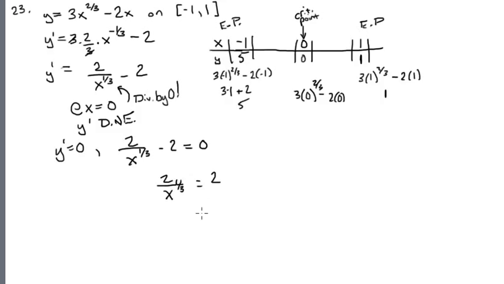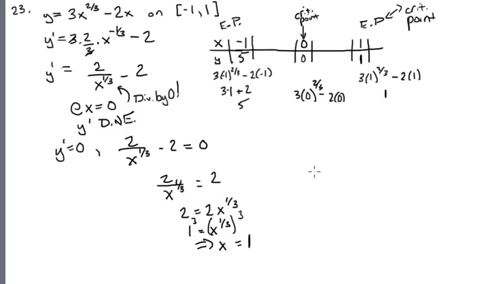We can multiply both sides by x to the 1/3. So this gives me 2 equals 2x to the 1/3. Divide by 2: 1 equals x to the 1/3. And therefore x, you can raise both sides to a power of 3 here to get rid of that rational exponent. So 3 times 1/3 just gives me x to the first power, which is just x. And that is equal to 1, because 1 cubed is just 1. So our one endpoint here also happens to be a critical point. So that's fine, we were checking it anyway.